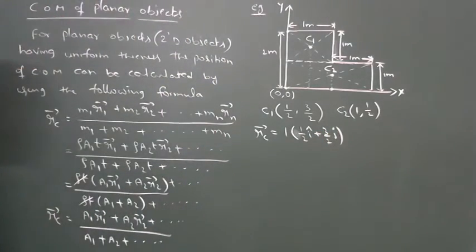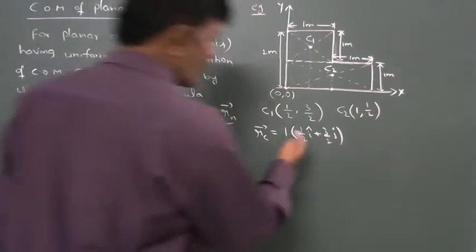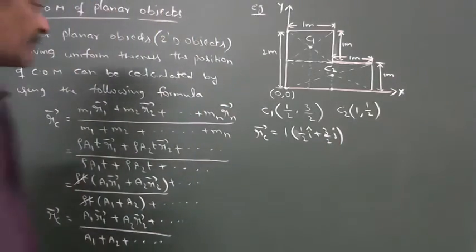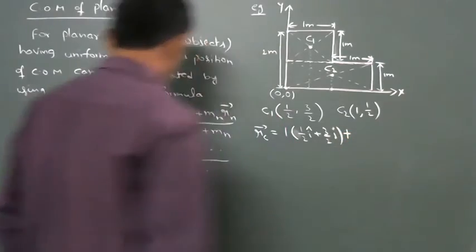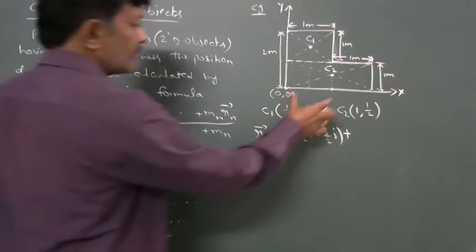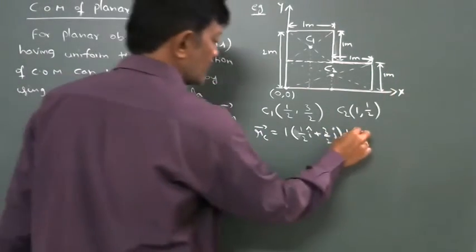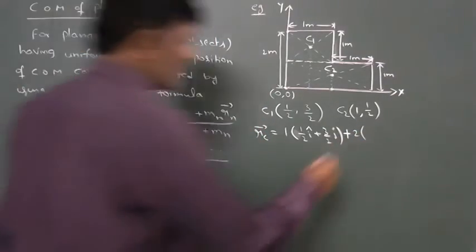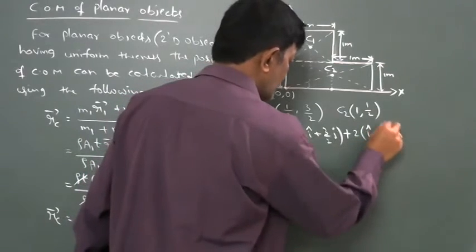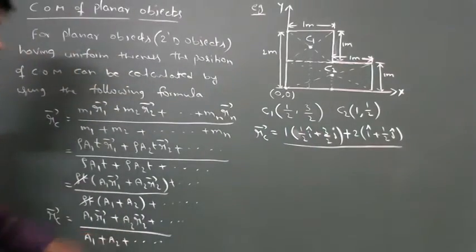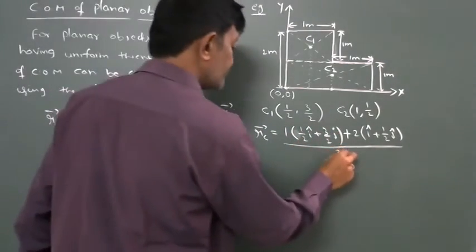Half I cap. Half is the x coordinate. X coordinate means it is along the x-axis, that is denoted by I cap. Y coordinate means that is along the y-axis, that is denoted by j cap. Plus A2. A2 is the area of the rectangular sheet. This is 2, this is 1, 2 into 1, 2 into R2 bar. Its coordinates are 1 comma half. Therefore, 1 into I cap plus half j cap, divided by A1 plus A2. A1 plus A2 is 1 plus 2, 3.